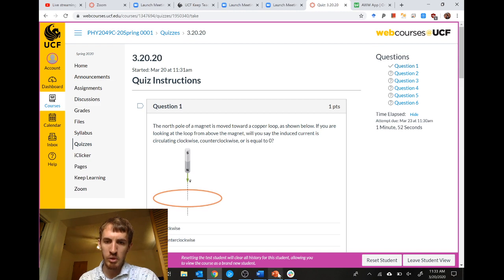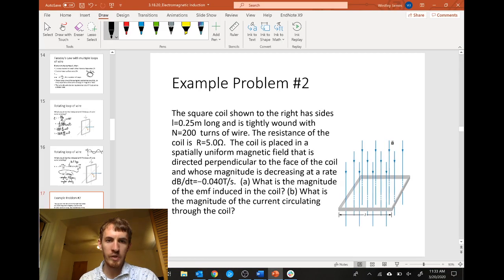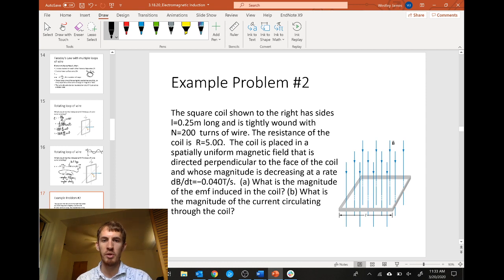All right. So moving into today's lecture, I'm going to start off with doing that example problem that I told you all I'd do last time. So the question is: a square coil, meaning it has more than one loop, shown to the right, has sides with length 0.25 meters long, and it is tightly wound with 200 turns of wire. The coil has a resistance of 5 ohms, the entire thing, and it's placed in a spatially uniform magnetic field. Spatially uniform, meaning that the magnetic field at every single point is the same magnitude and direction.